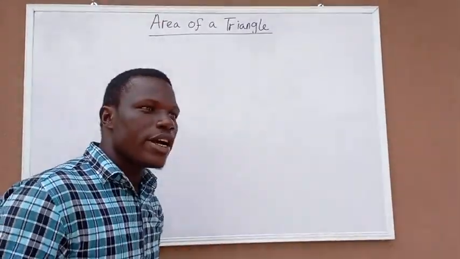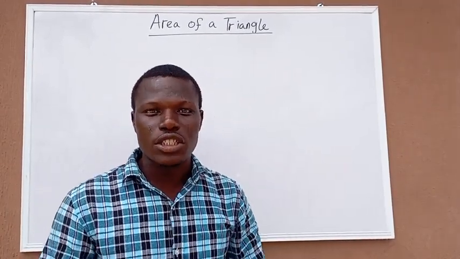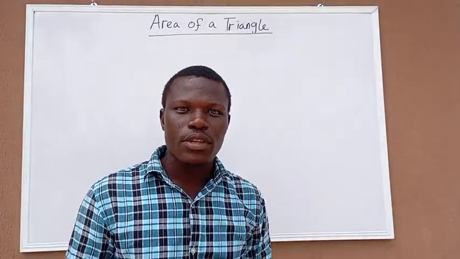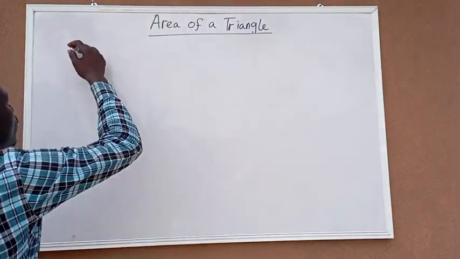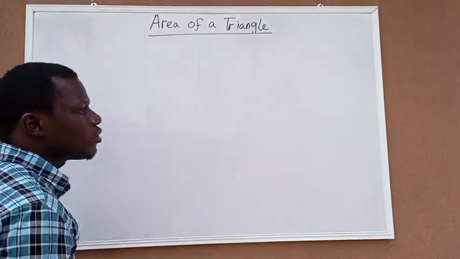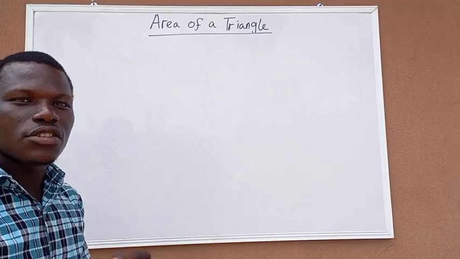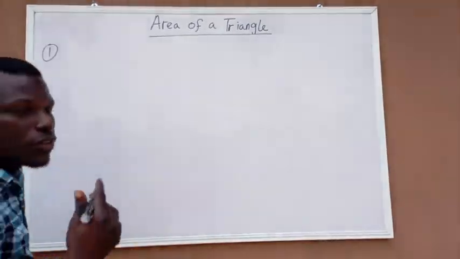When we talk about area, it is the portion that has been covered by a particular shape. And a triangle is a plane shape that is bounded by three lines. Depending on the type of question you have, there are three different formulas that can be applied in solving the area of a triangle. We have the following formulas.